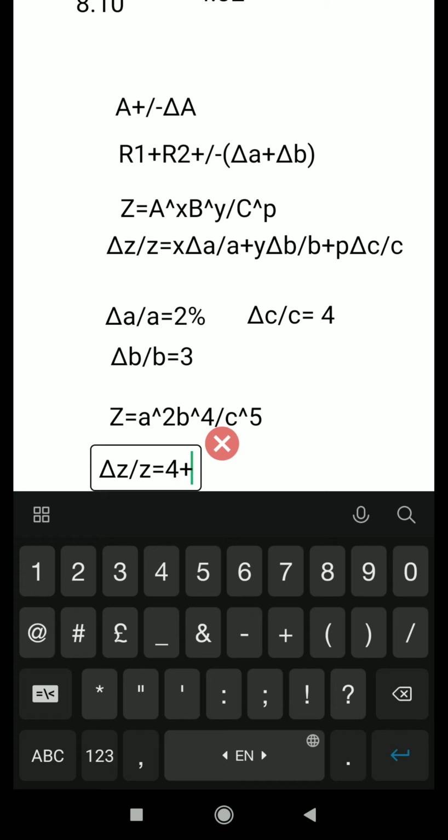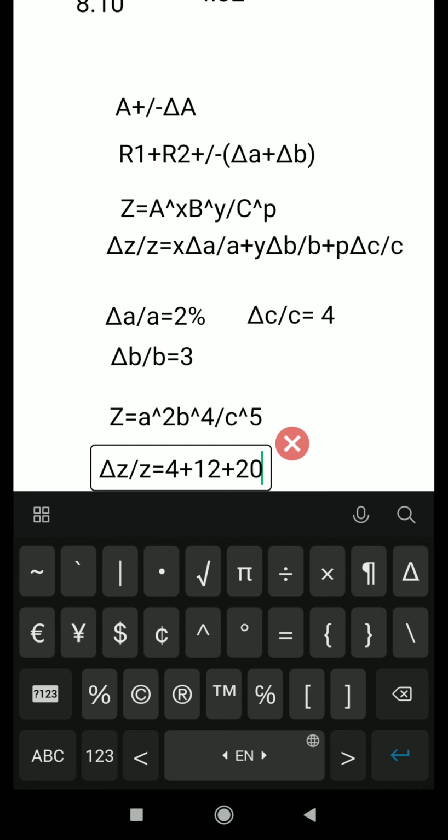plus 4 into del B by B. Clear? The power of B is 4. So 4 into del B by B, and the value of del B by B is 3%. So 4 into 3, that is 12. So plus 12, plus 5 into del C by C. Clear? The power of C is 5. The value of del C by C is 4%. So 5 into 4, so 20%. So plus 20. So if you add it, the value will be 36.